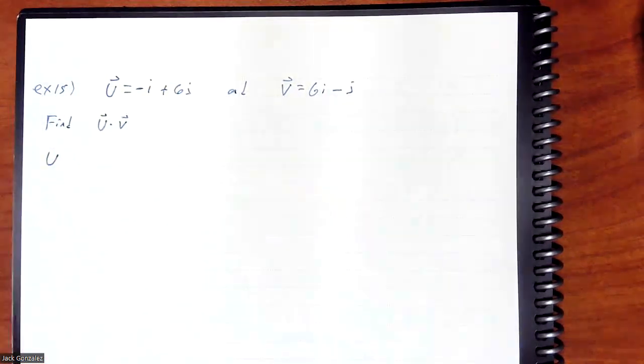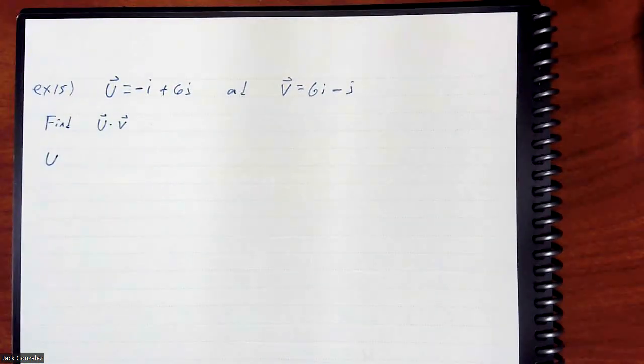So for 15, just do the dot product. I give you 2 vectors, u and v, just multiply them. But it's a vector multiplication, it's not a true product. It's called a dot product. So you will get a number back. You will not get a vector.